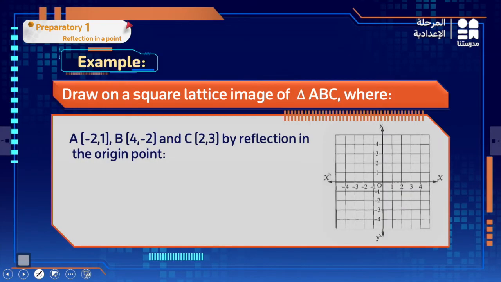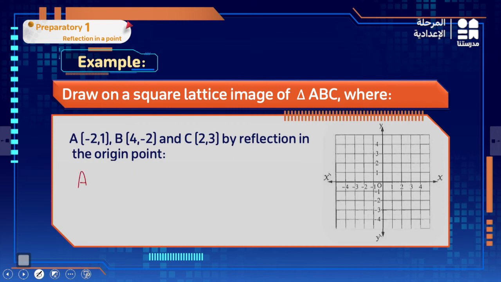Draw the image of triangle ABC, where A is (-2, 1), B is (4, -2), C is (2, 3), by reflection in the origin point. So here we have A is (-2, 1). We have to make them here because he asked us to draw it.